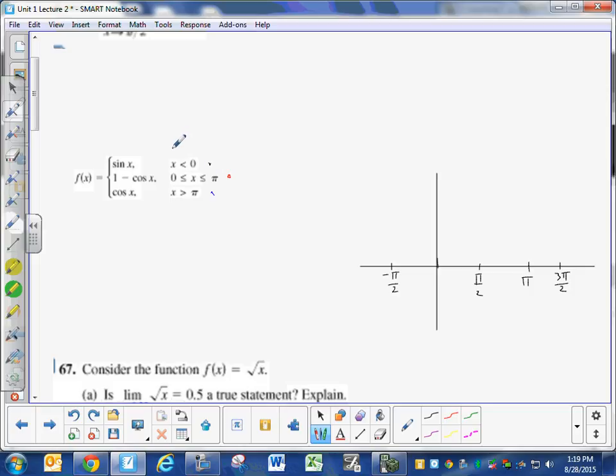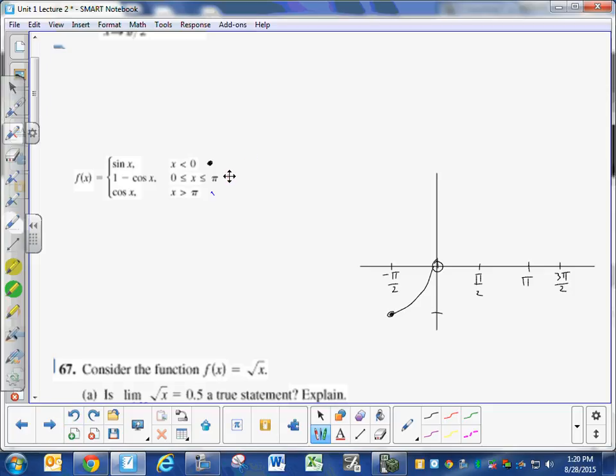What's the sine of 0? Sine of 0 is 0. So for the sine of x, which I'll do in black, we will be ending here at 0, 0. We will not be including that point, but all the points up to that point will be included, to the left of 0 for sine. If I talk about negative pi over 2, the sine of negative pi over 2 is negative 1. And here is my first piece. It'll continue to go up and down that way. You just need to know that it's going to be continuous to the left.